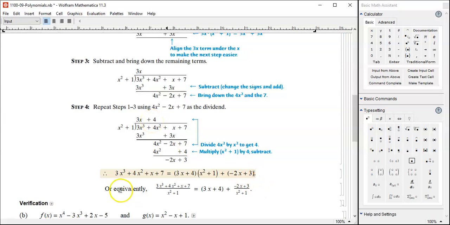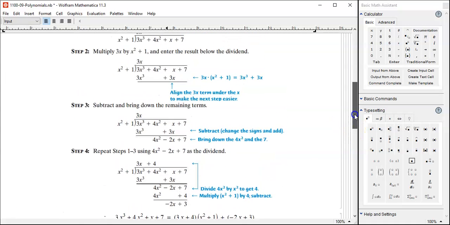You can write like this. The dividend here is equal to quotient times divisor plus remainder. Or, in terms of fraction, dividend over divisor is quotient plus the proper fraction, remainder over divisor. Makes sense?